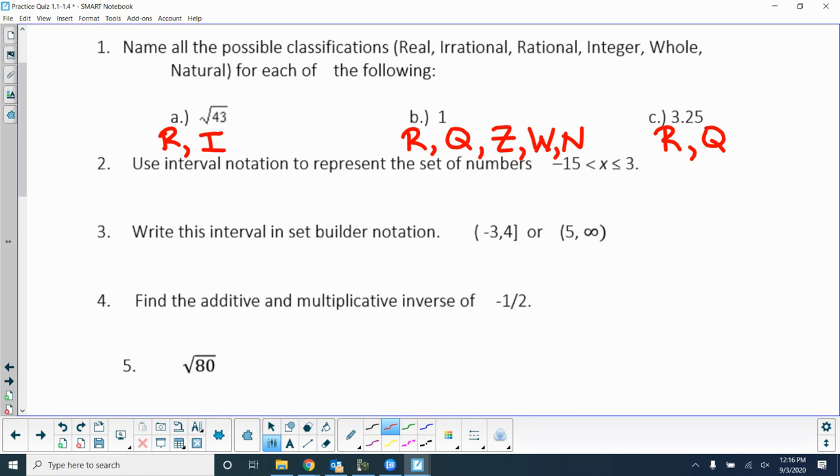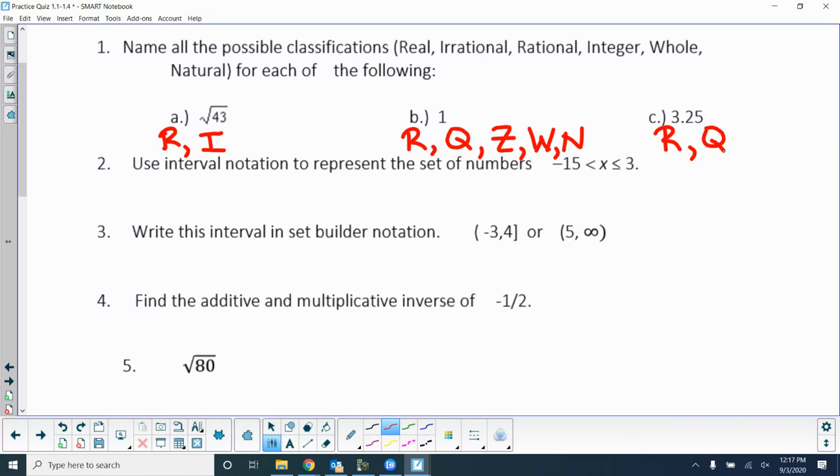All right, for number 2, it says use interval notation to represent a set of numbers. I might ask you to graph that set of numbers instead. I might say use set builder notation for that. So you need to know all 3. Like that number line graph. Hannah, can you explain interval notation? I'll just show you all 3 ways, in case you run into one.